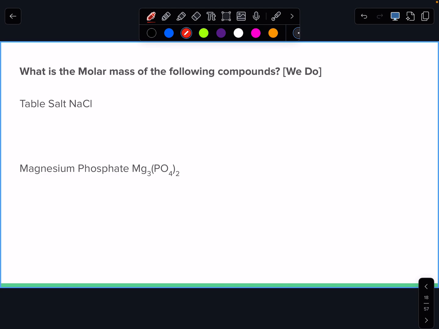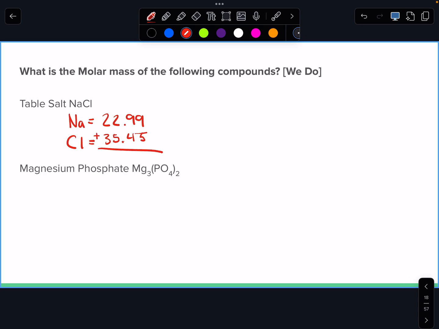Okay? So let's find the molar mass of table salt. Okay, so I'm going to find sodium on the periodic table. 22.99. And then I need to find chlorine on the periodic table. Think of it as just all the different pieces that it has. Chlorine is 35.45. Those are my individual masses.